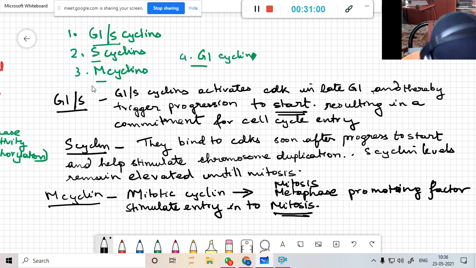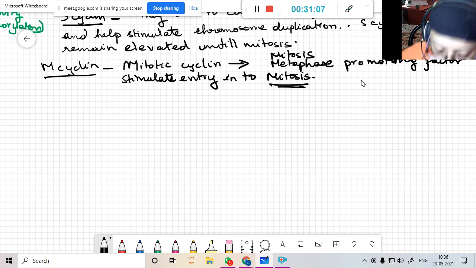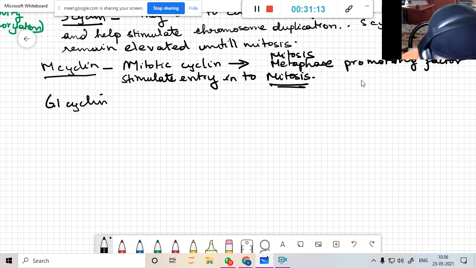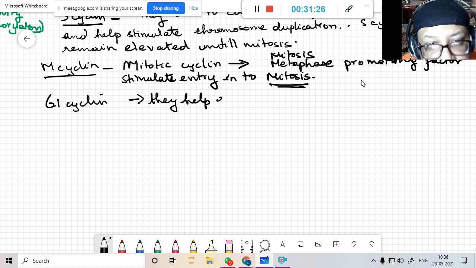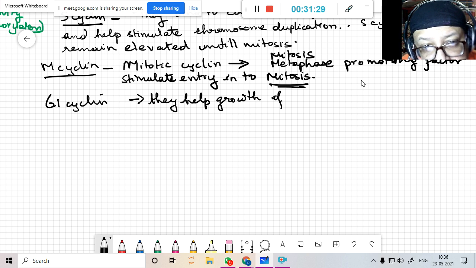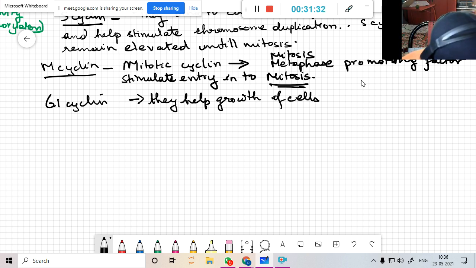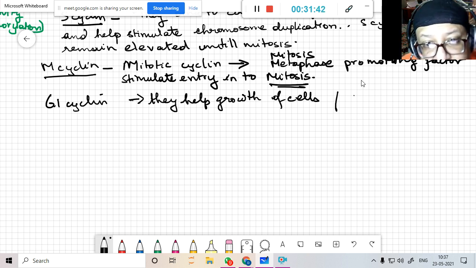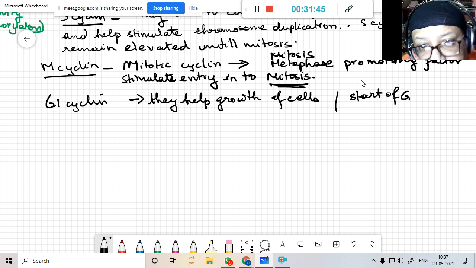Then we had talked about a fourth class of cyclin. That is the G1 cyclins. So the G1 cyclins are the fourth class of cyclin. They help growth of cells. That is, they work during the start of G1 phase.